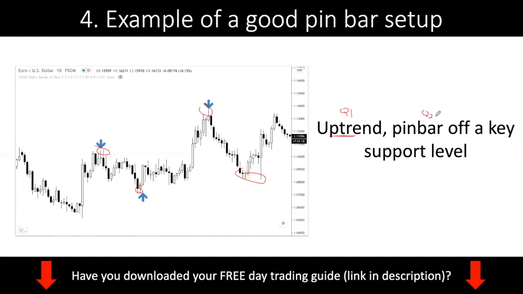Is there a pin bar off a key support level? In this example here, there is, because if you look left, let me just clear this and draw it clearer.